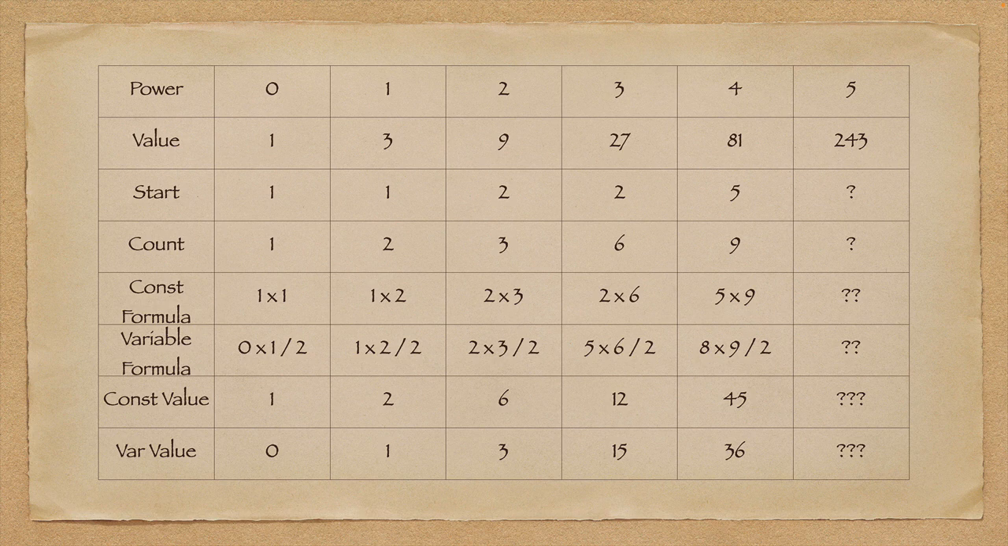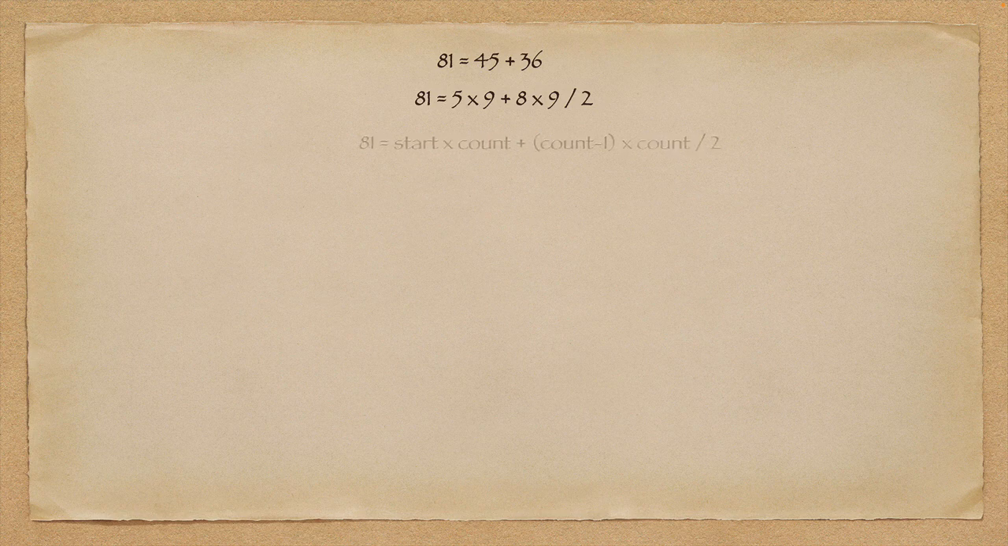So now you can see that there is a pattern, and we're looking at it in terms of the pattern. So let's take the case of 3 to the power 4, which is 81, and we divided this as a constant value and the variable. The constant was 45, the variable was 36. 45 was nothing but 5 times 9, and the variable was nothing but 8 times 9 divided by 2. In other words, the start times the count plus count minus 1 times count by 2. That's the formula that allows us to get to 81.